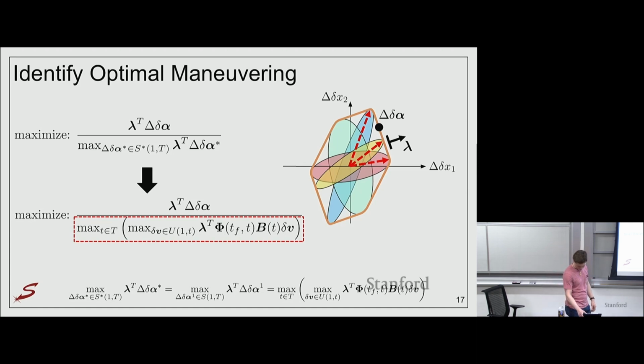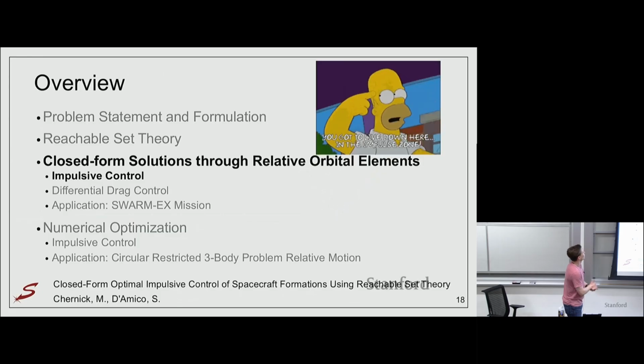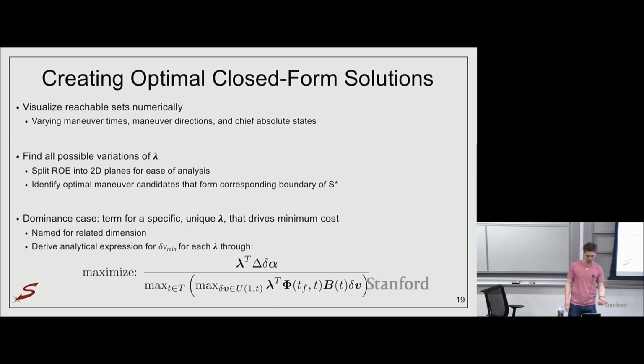Cool. All right. So now we are going to look at closed form solutions through ROEs for impulsive control. To create these closed form solutions, we're going to visualize the reachable sets numerically by varying all possible maneuver times, maneuver directions, and chief absolute states, as well as the control window length, and taking a sample for each one. We're effectively creating the set S to then be able to find the convex hull.